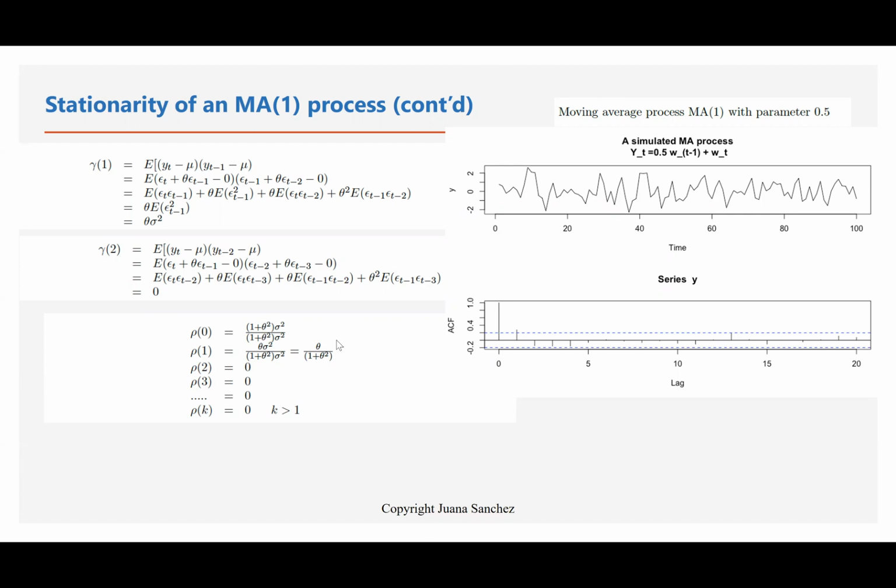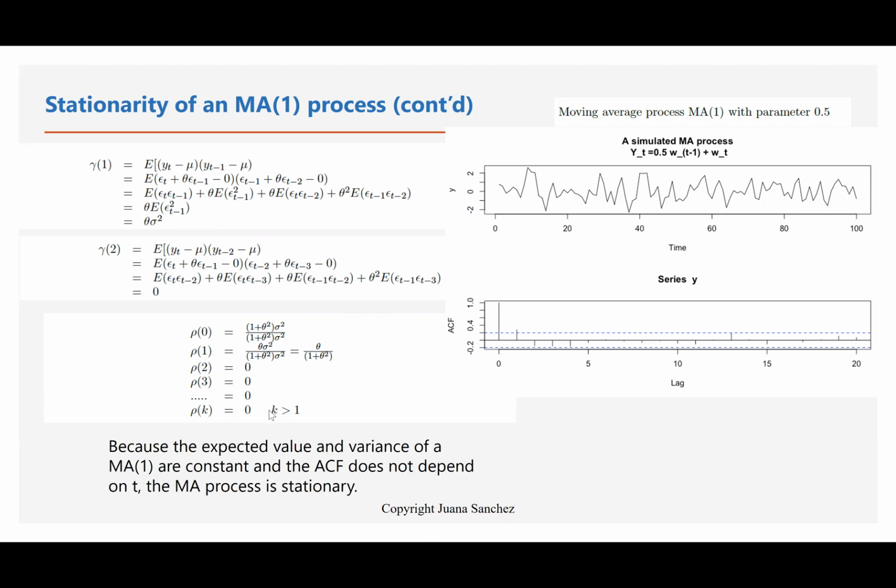So it will be theta sigma squared divided by the variance, which is 1 plus theta squared sigma squared. So the sigma squared disappears. And the rest are going to be 0. Because the expected value and the variance of an MA1 are constants and the ACF does not depend on t, the MA process is stationary.